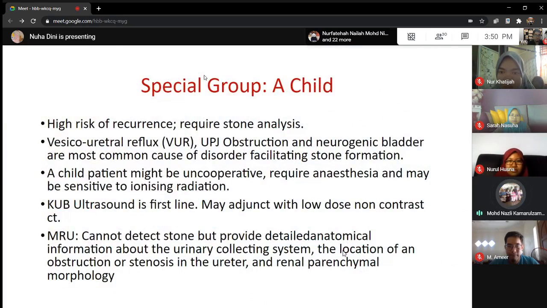I'm quite surprised by what you said. MRI cannot diagnose stone? What do you mean by that? MRI cannot see the stone.